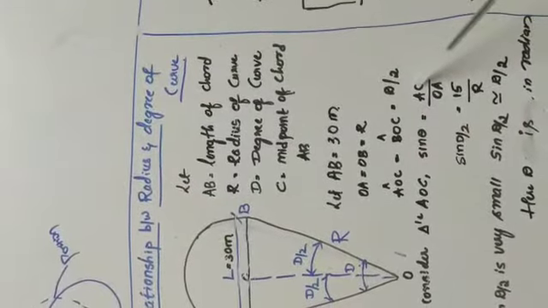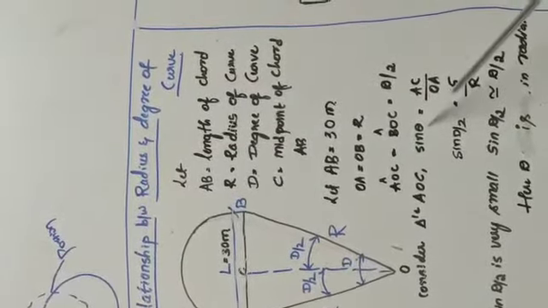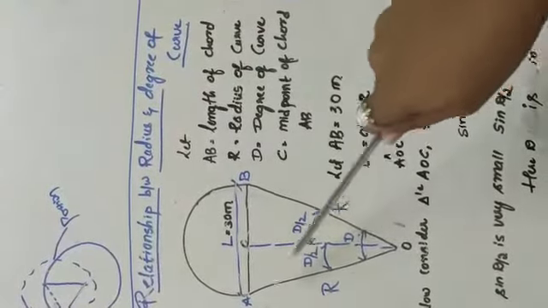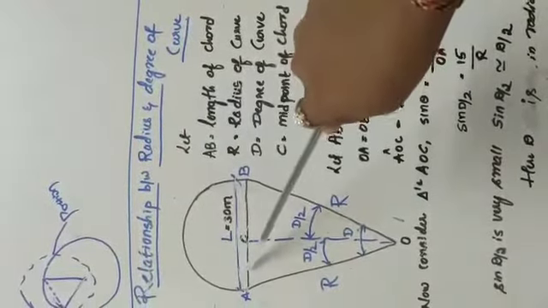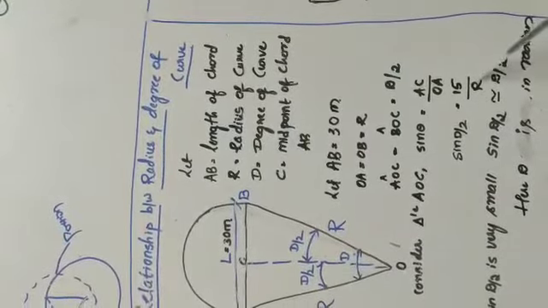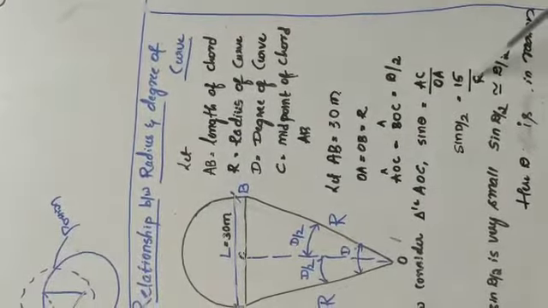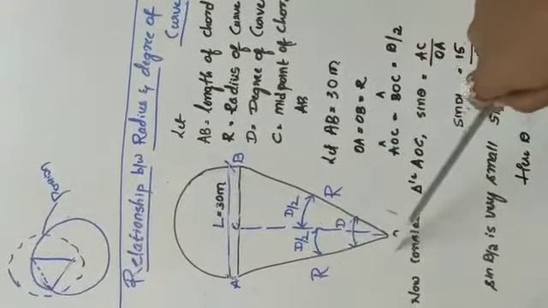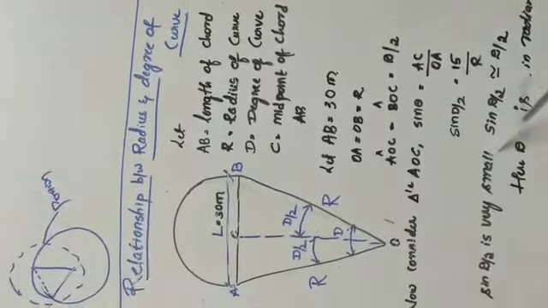So now substitute the values of AC, OA and theta. Here theta is nothing but d by 2, AC is nothing but half of your chord length, that is 15 meter, and the R value is unknown, and you are going to finally find out the value of R. Since you all know that whenever we take sine of some angle, that angle becomes very small.